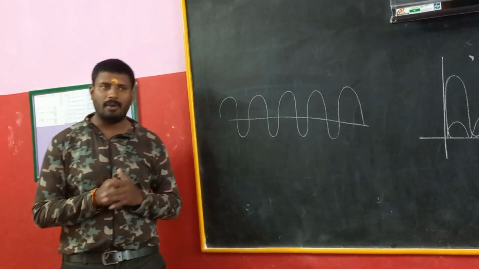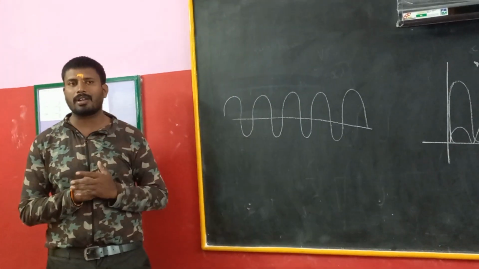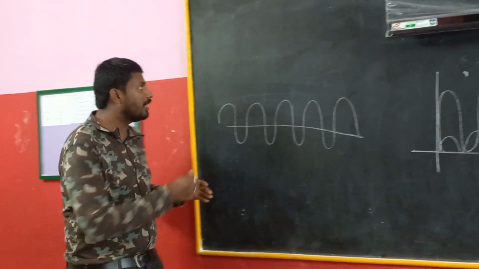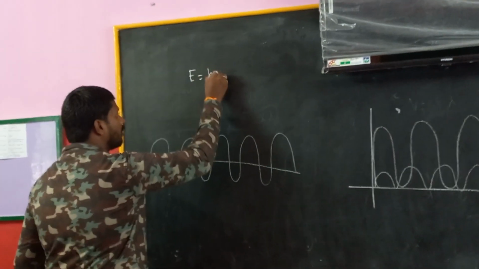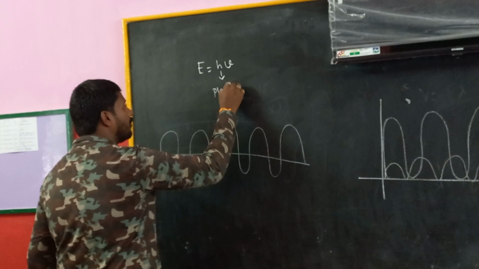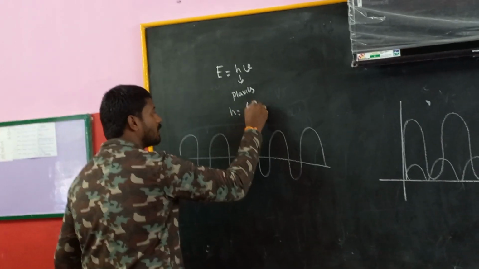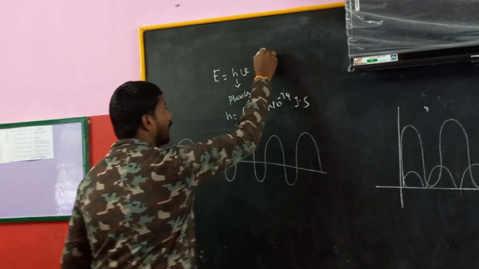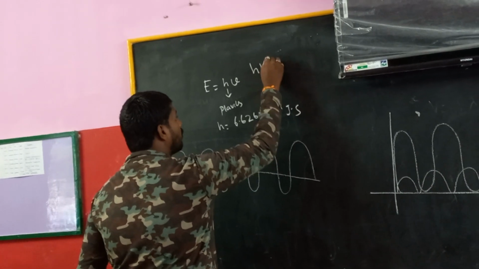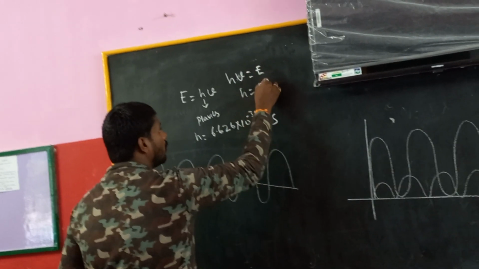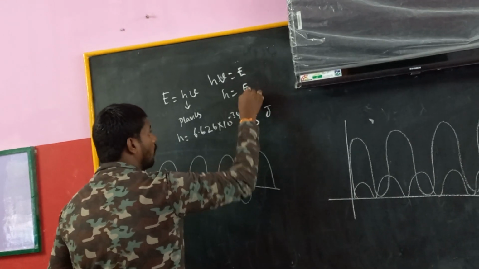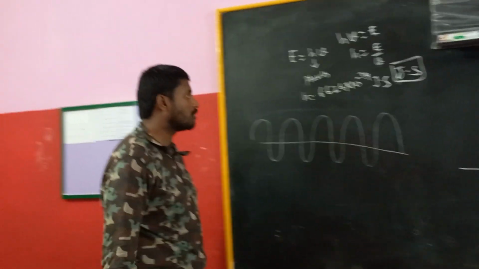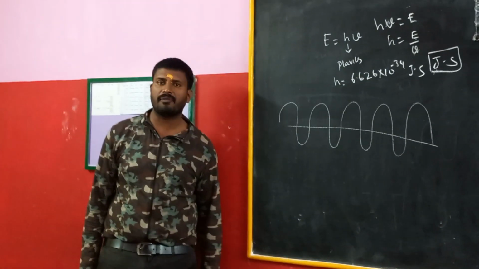Now, Planck's work. Planck is a German scientist who got the Nobel Prize. He is famous for his quantum theory. His theory is E is equal to h nu, where h is called Planck's constant. Its value is 6.626 into 10 power minus 34 joule second. Since h nu is equal to E, h is equal to E by nu. E is measured in joules, and 1 by nu, frequency, is measured in seconds. In this way, we got the unit joule second, and we are going to study more in the further videos.